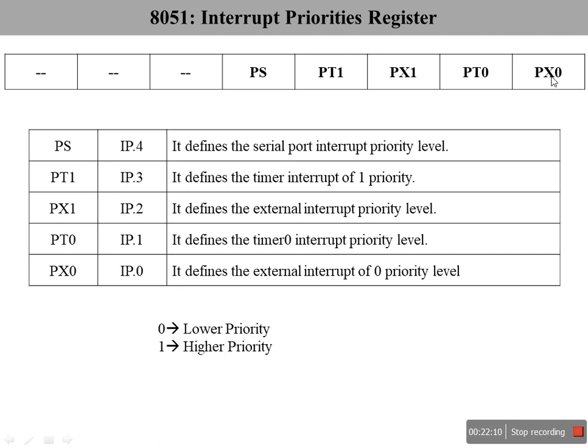So here we have PX0, PT0, PX1, PT1, and PS. So it is the priority of serial communication, priority of timer 1, priority of INT1, priority of timer 0, priority of INT0. Here it defines the serial port interrupt priority level. When I give 0, it is a lower priority. When I give 1, it is a higher priority. So by making use of this IP register, the interrupt priority register, we will be able to change the priority conditions also.